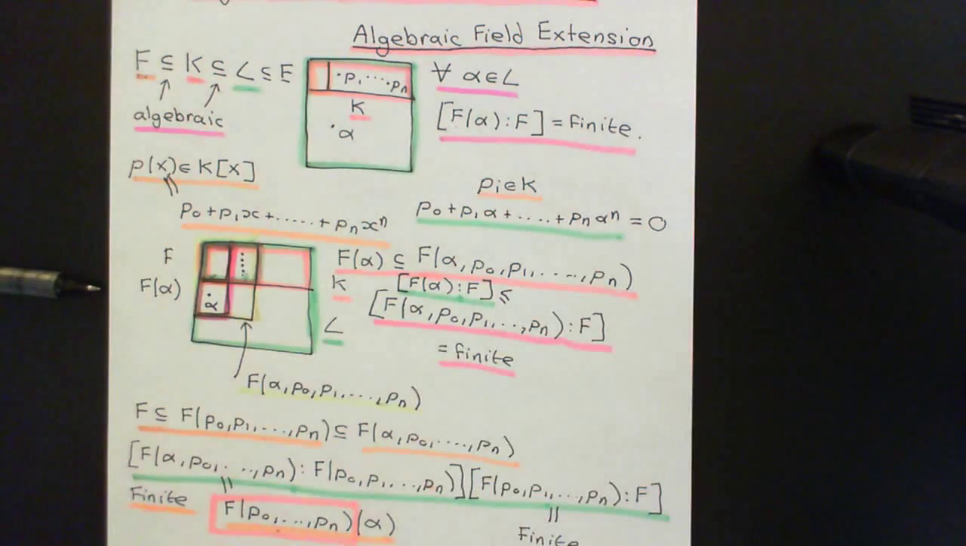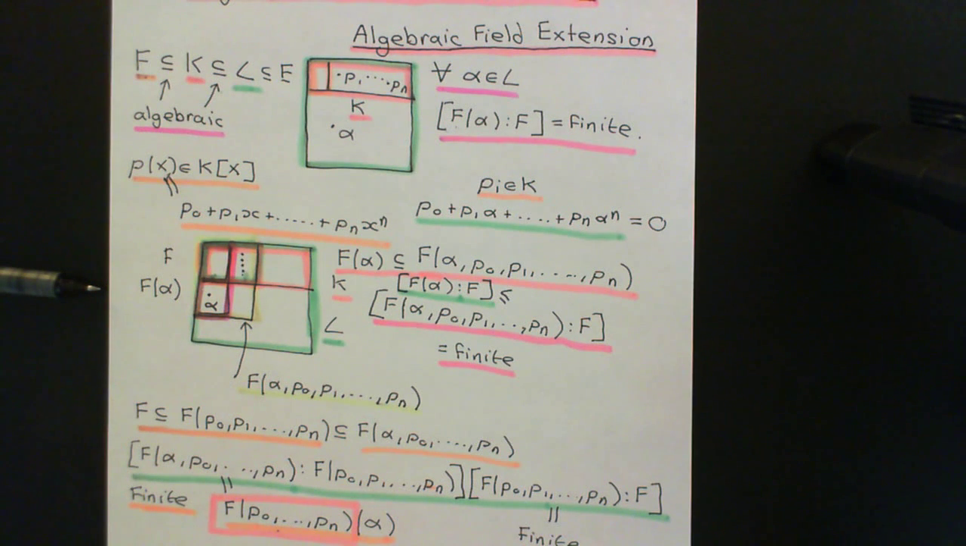So it generalizes, and by induction this extends to an arbitrary finite tower of field extensions. Okay, so if all of the little field extensions are algebraic, the overall field extension is algebraic.